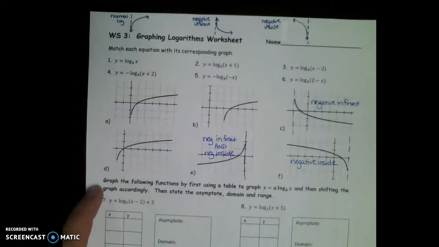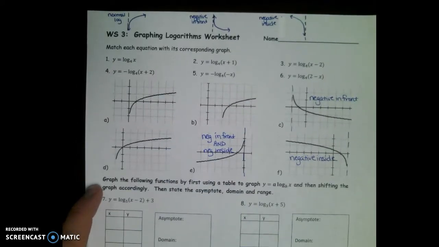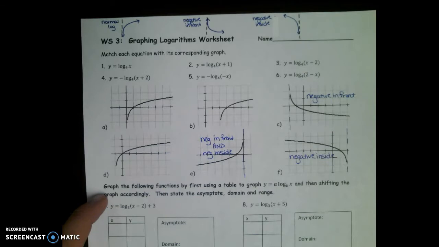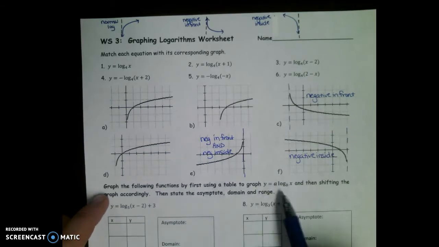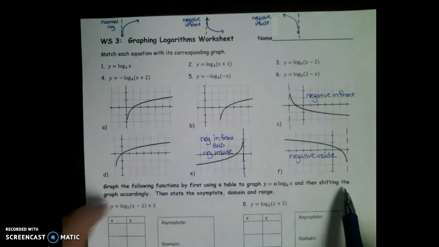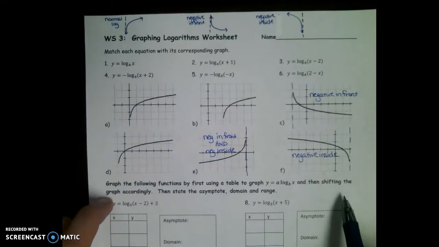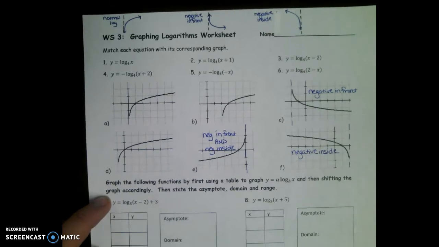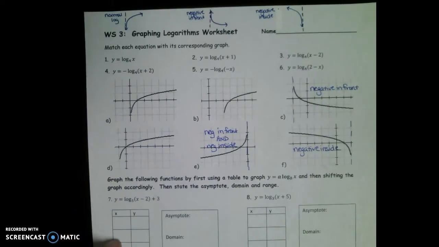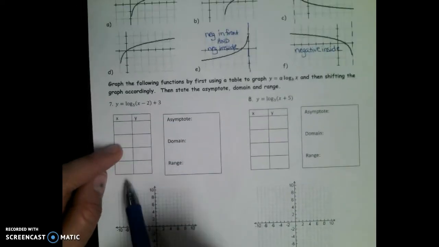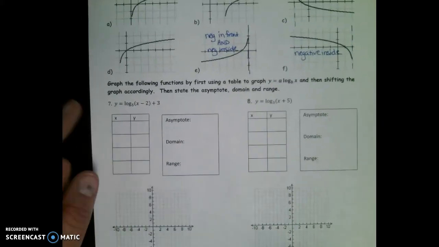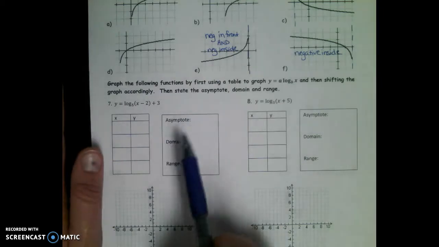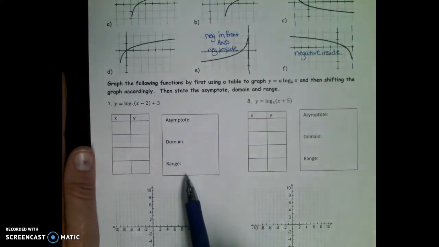On the instructions for this assignment, it says graph the following functions by graphing up to the X and then shifting the graph accordingly. You can ignore that. You can do exactly what we did in our notes, plug the whole equation into y equals, get some points. Feel free to include more points than the 4 that there are space for. You can definitely have 5 or 6 points. Make sure you write down your asymptote, your domain, and your range.